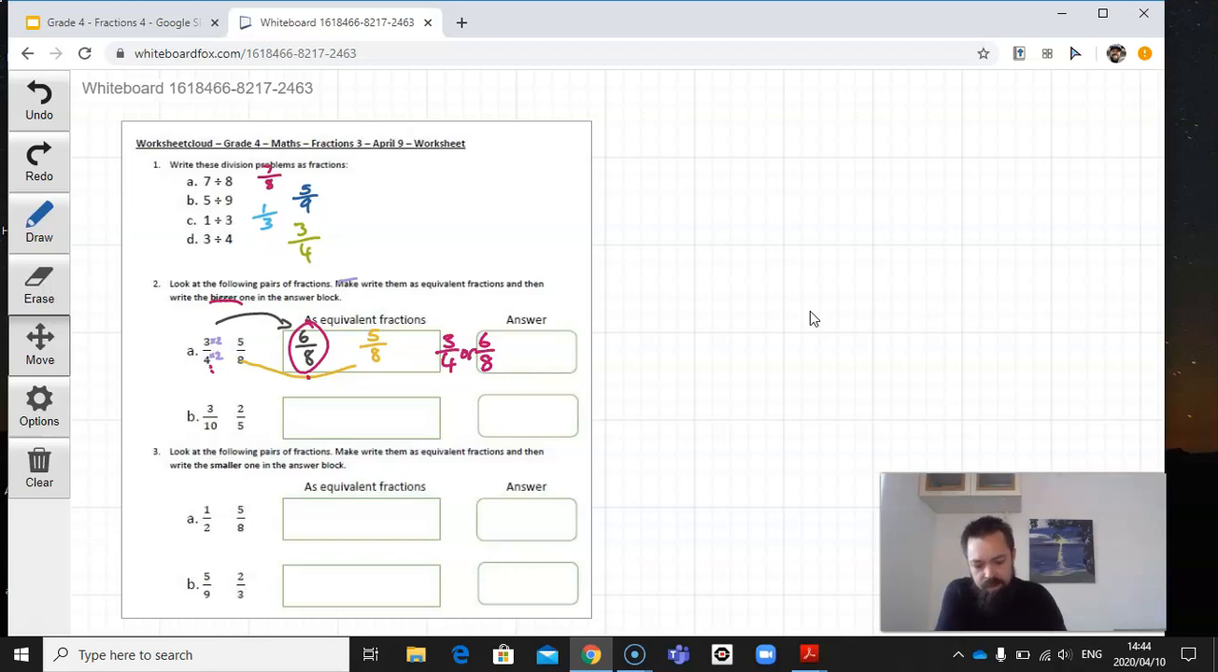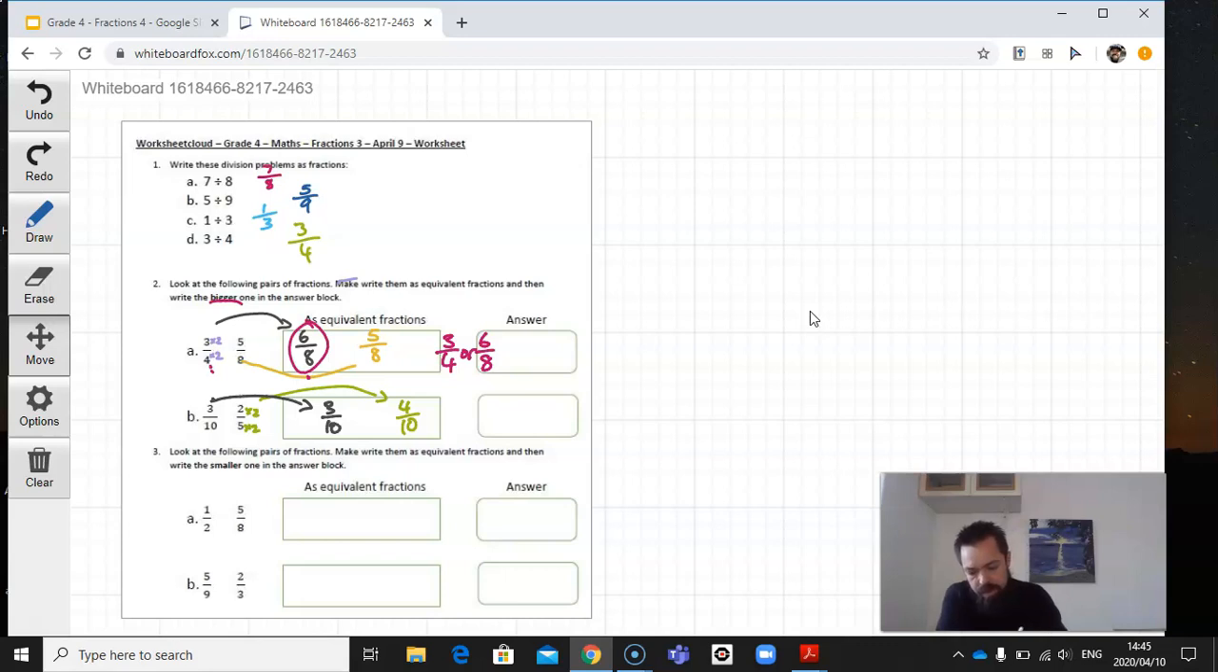Now that we've got that out of the way, let's have a look at the second one. Looking at the second one, I noticed that the 5 could be made into 10 if I times it by 2. And what I do to the bottom, I must do to the top. This one I will rewrite on the far side. 2 times 2 is 4. 5 times 2 is 10. This one I leave unchanged. Stays as 3/10.